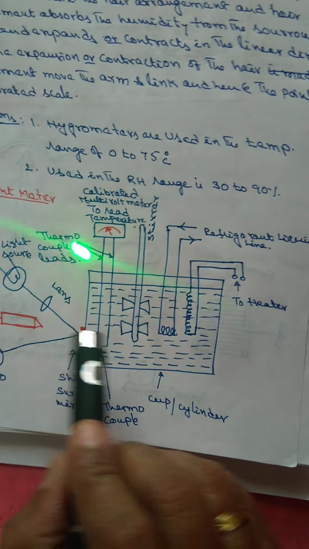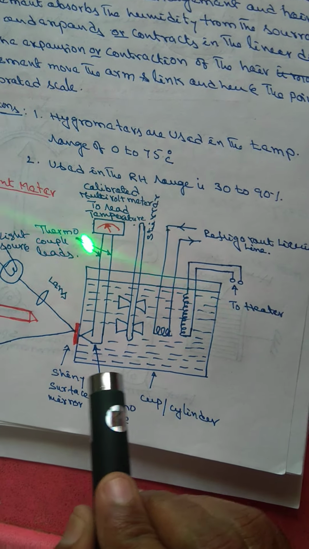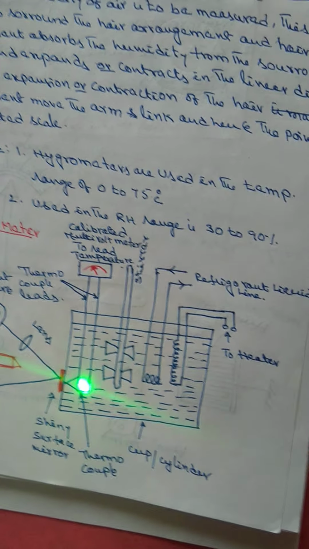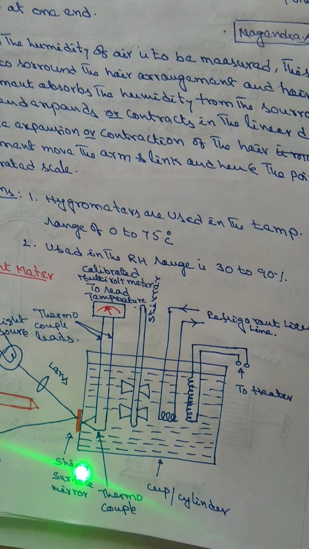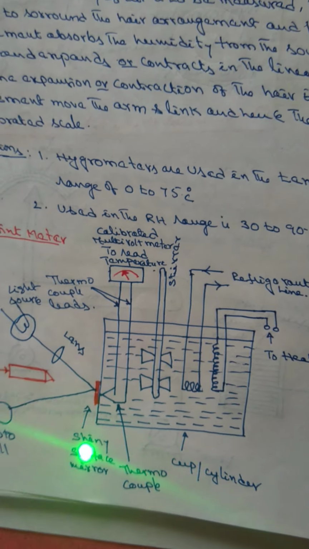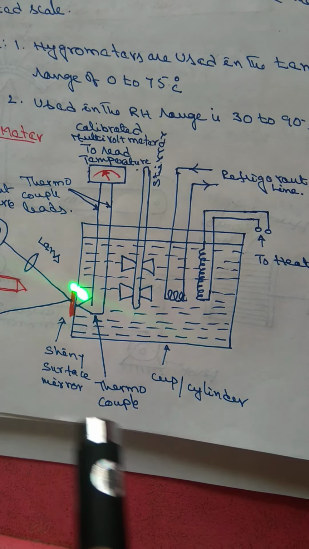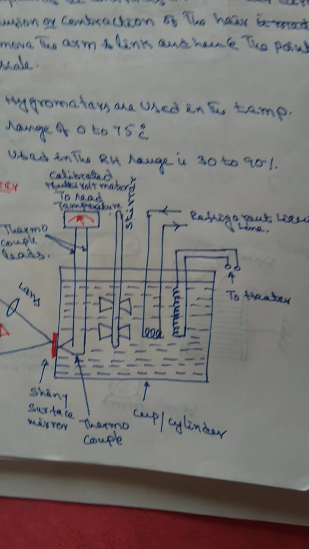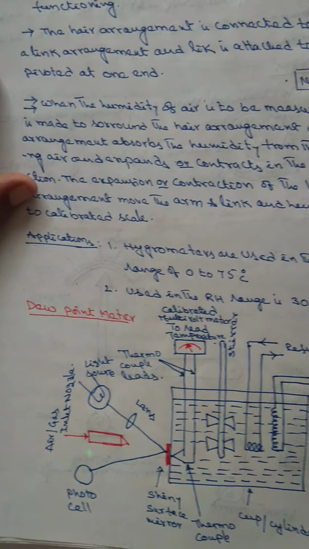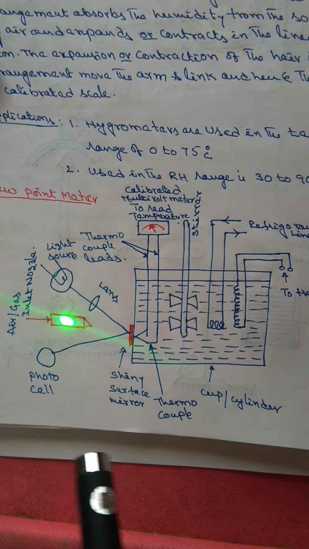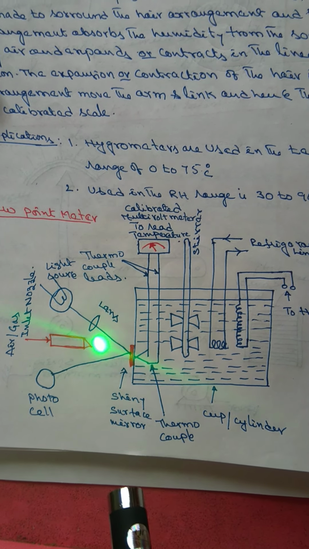So there are two thermo leads. These two thermometers are going to be connected to one shiny surface mirror. This is the mirror. This is the photocell, this is a lens, this is a light source. And this is the air gas inlet nozzle. We are going to send the air through this nozzle.